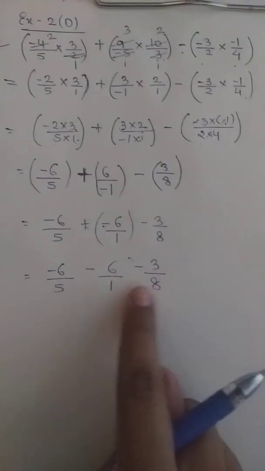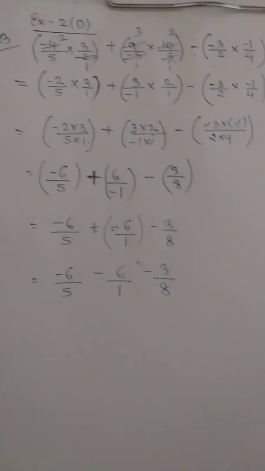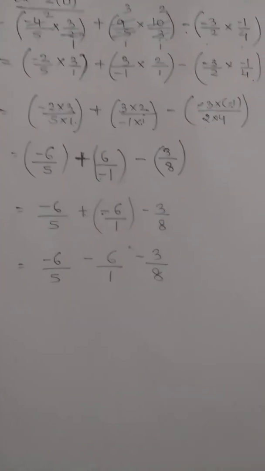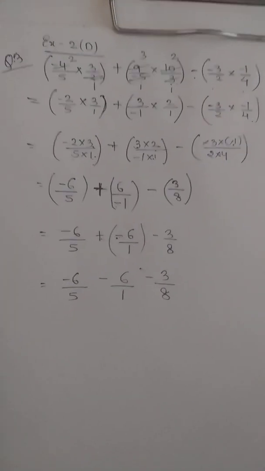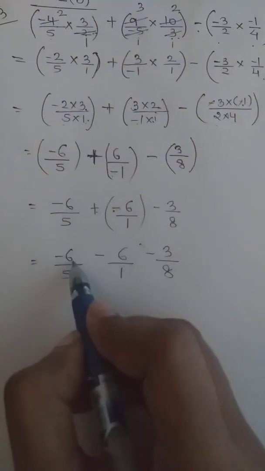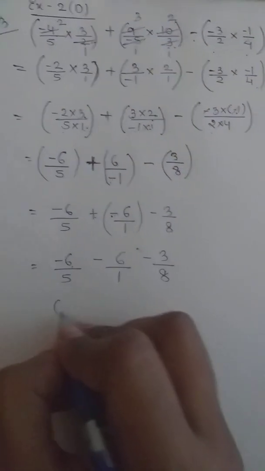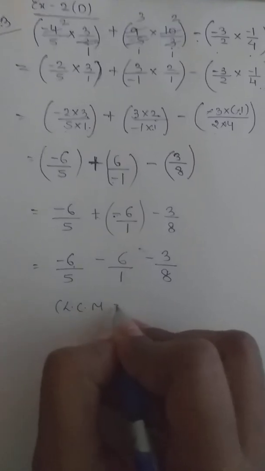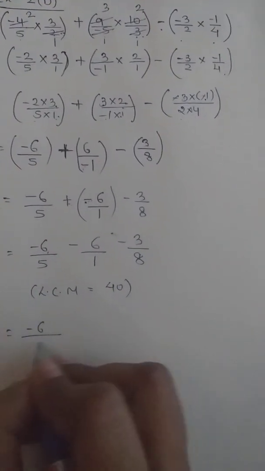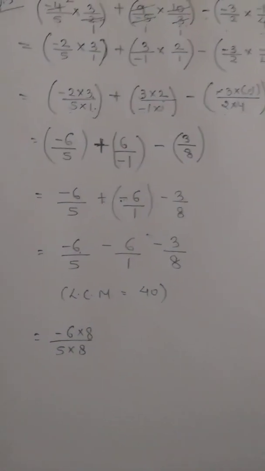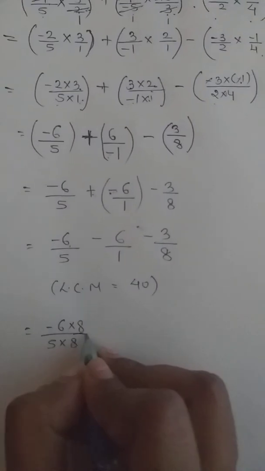Now we have to subtract the 3, but how? By making the denominator the same. So LCM of 5, 1 and 8. So check the denominators: 5, 1, 8. LCM of 5, 1 and 8 is equal to 40. So what should I multiply by 5 to get 40? 8, in the numerator as well as the denominator.